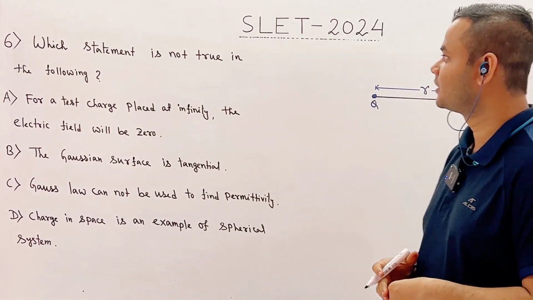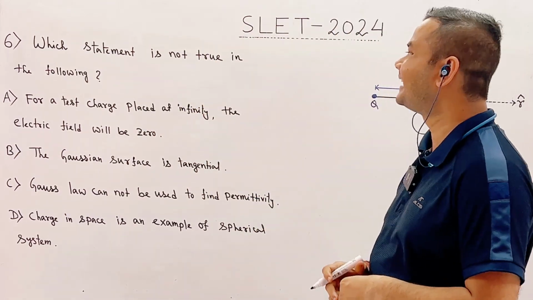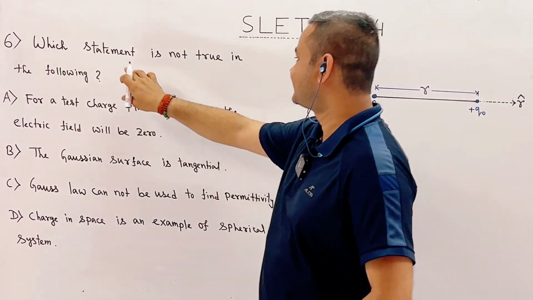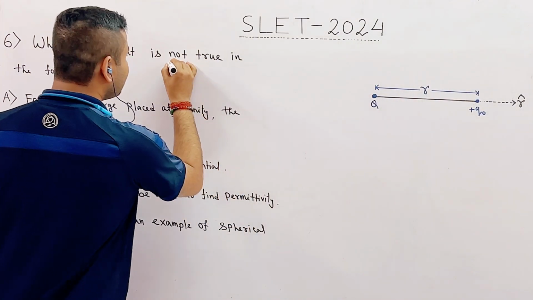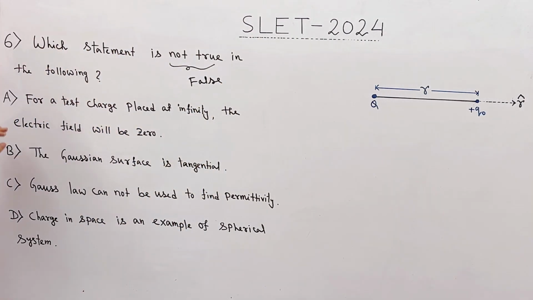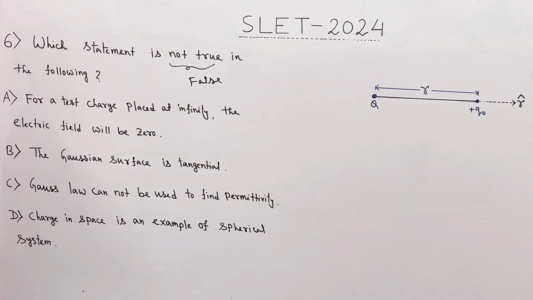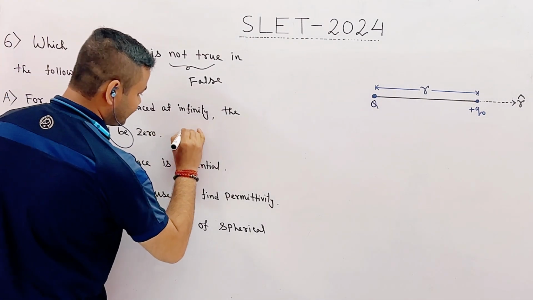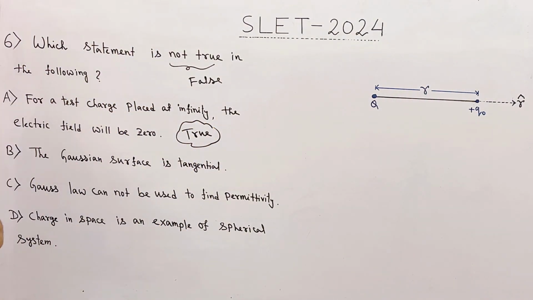Problem number 6. This problem number 6 is asked from electricity topic, and according to this problem, which statement is not true in the following? That means we have to find out the false statement out of these 4 options. Option A: for a test charge placed at infinity, the electric field will be 0. This is true statement. Now let me explain you why option A is the true statement.